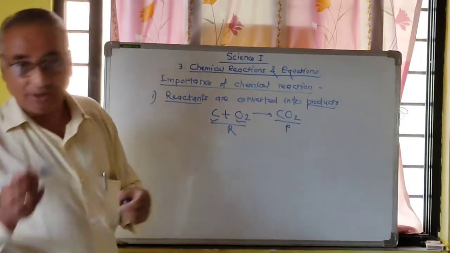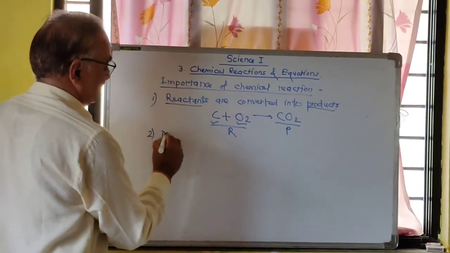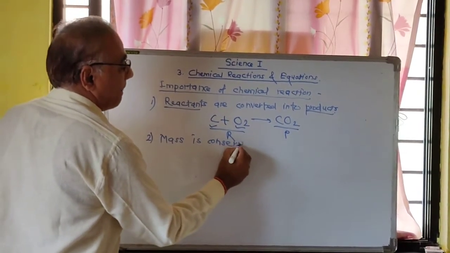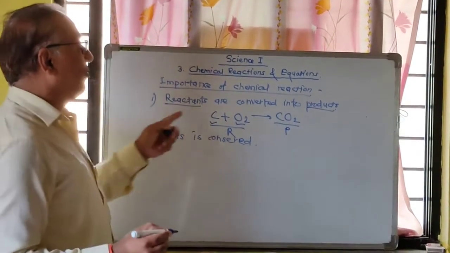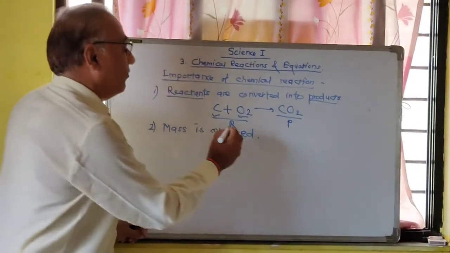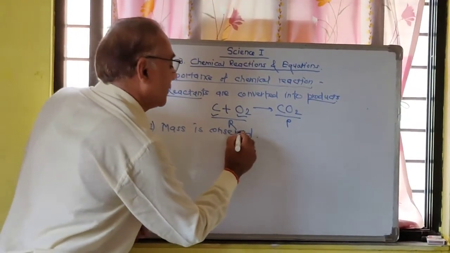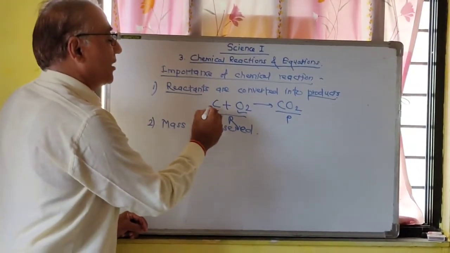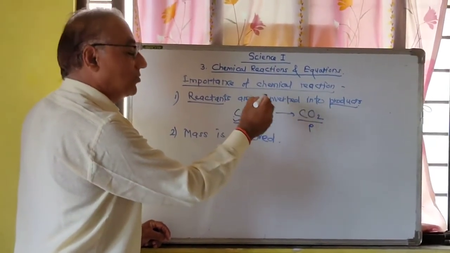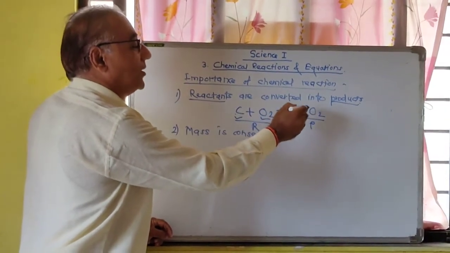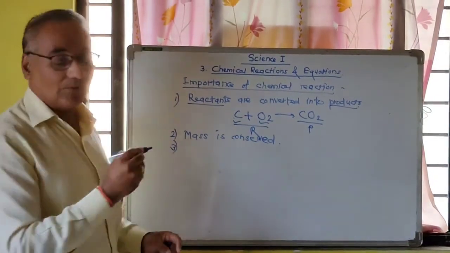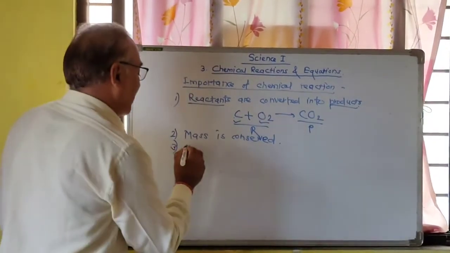Right? Now the second one is mass is conserved. What is meant by mass is conserved? Here the atomic mass of carbon is 12. That of oxygen is 6 plus 6, 12. 12 plus 12 is equal to 24. On one side we see 12 plus 12, that is 24. Therefore, mass is constant.